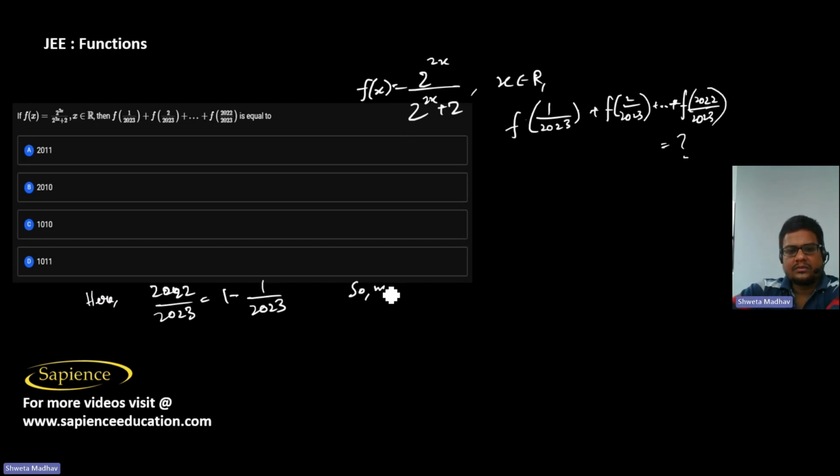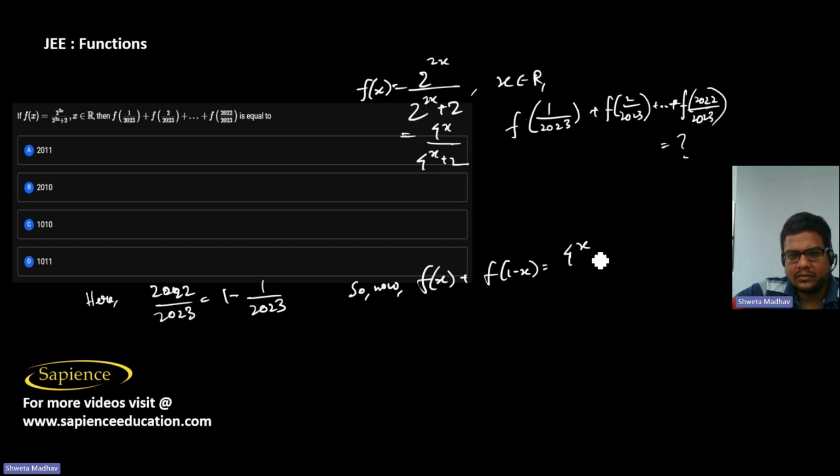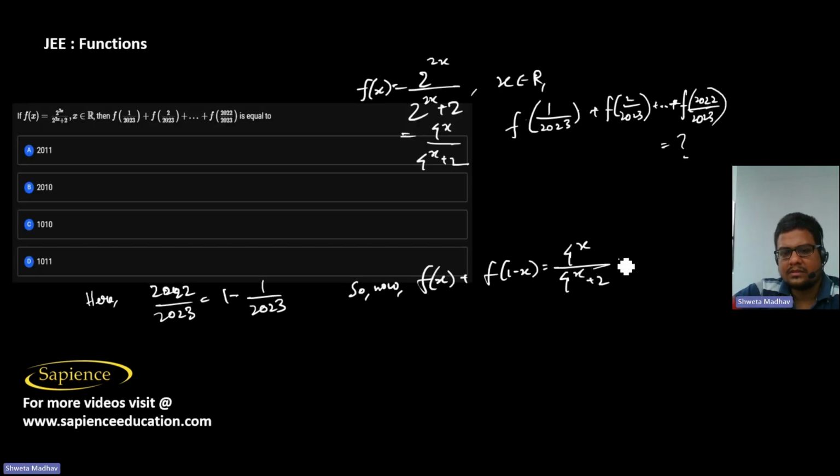So now if we take f of x plus f of 1 minus x, then we will get, f of x is 4 power x by 4 power x plus 2, since 2 power 2 is 4. So 4 power x by 4 power x plus 2, then plus this will be 4 power 1 minus x by 4 power 1 minus x plus 2.